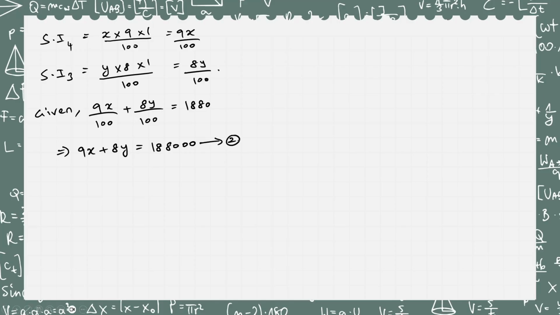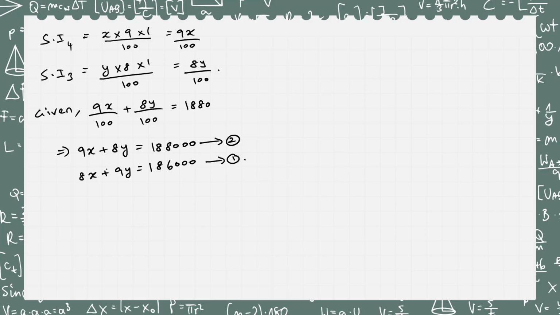So both the equations are ready. Now we need to solve them. Okay, so the first equation was 8x plus 9y equal to 1,86,000. Hope you remember. Now we have to cancel any one of the variables here.